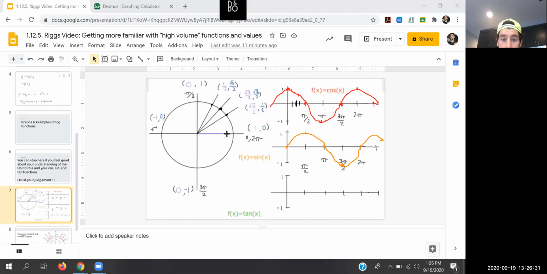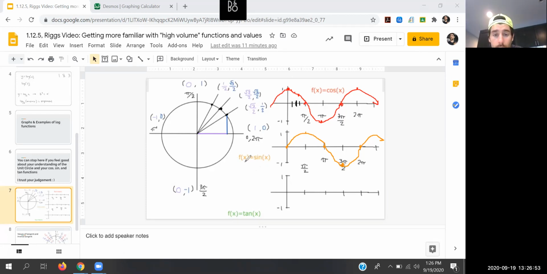Tangent is defined as the opposite over the adjacent side. And so I'm drawing in this first pi over 6 radian value. The tangent is going to be your blue side, your opposite side, divided by your adjacent side, which is your sine divided by your cosine values. And so I'm going to define those as quickly as I can, just some tangent values.